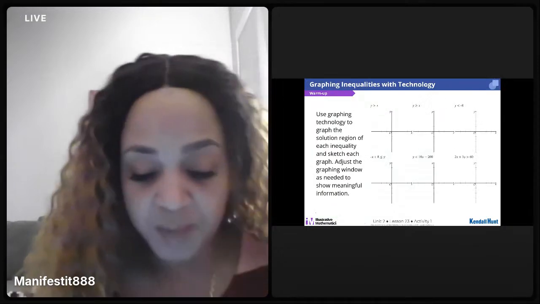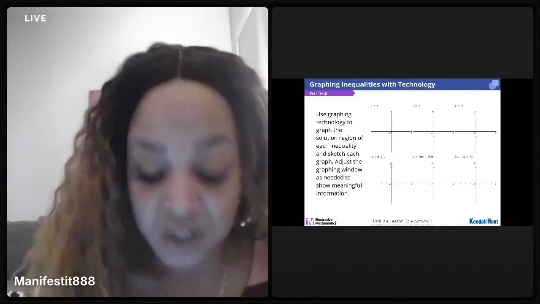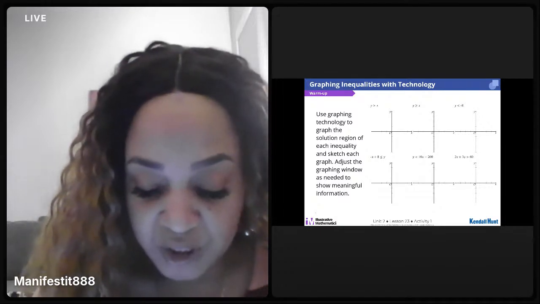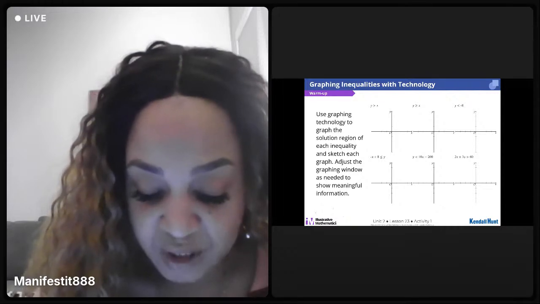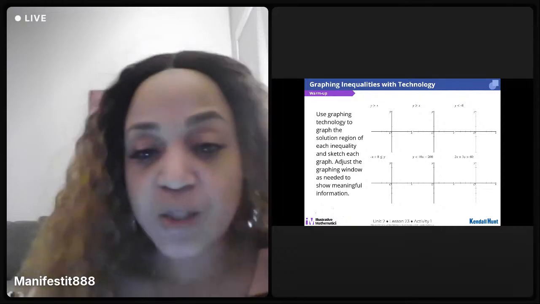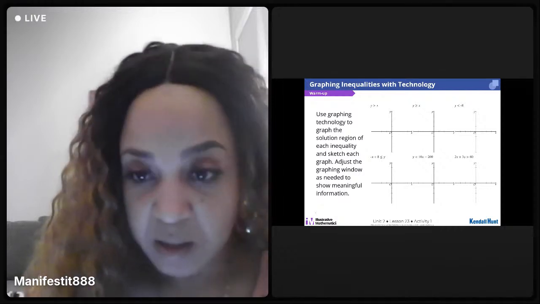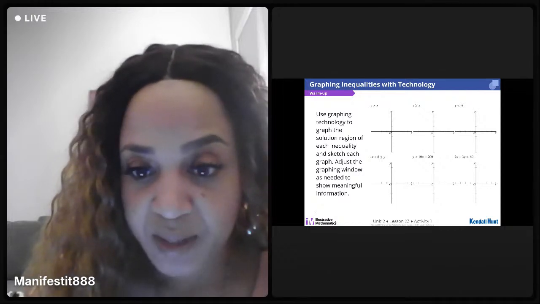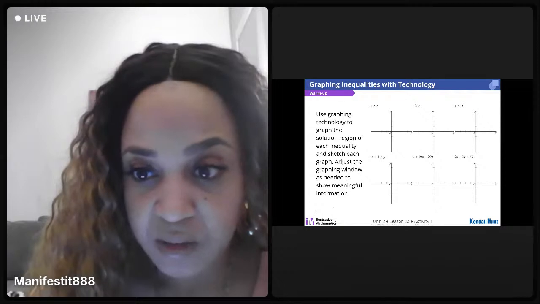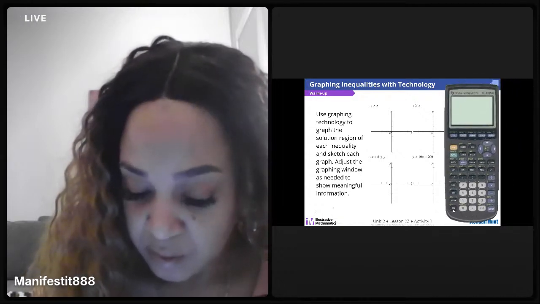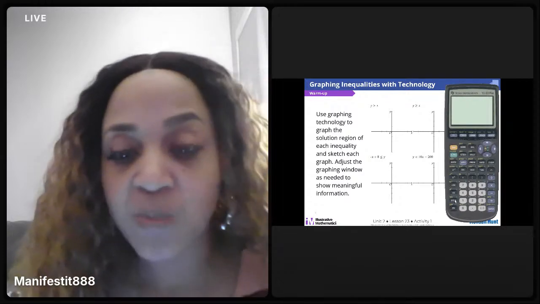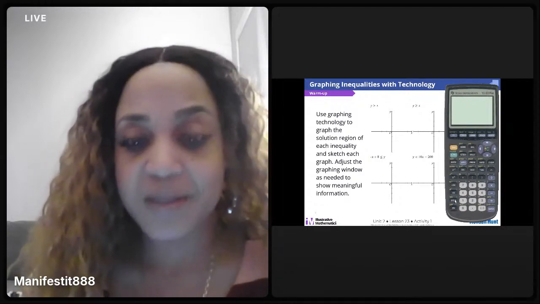Okay, so for the warm-up, we are asked to use graphing technology to graph the solution region of several inequalities and sketch each graph. Adjust the graphing window as needed to show meaningful information. So I'm going to grab my calculator and have that on the screen. All right, let's begin with number one. It says y is greater than x.